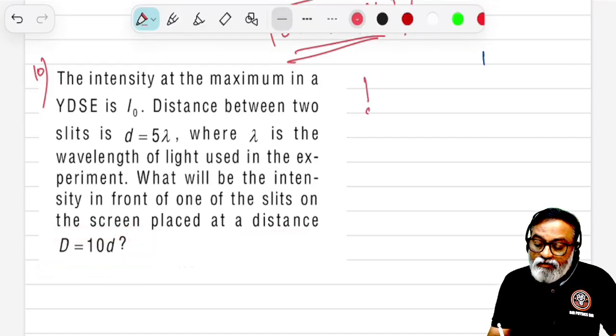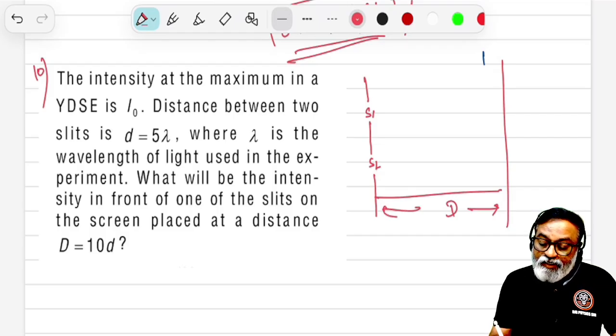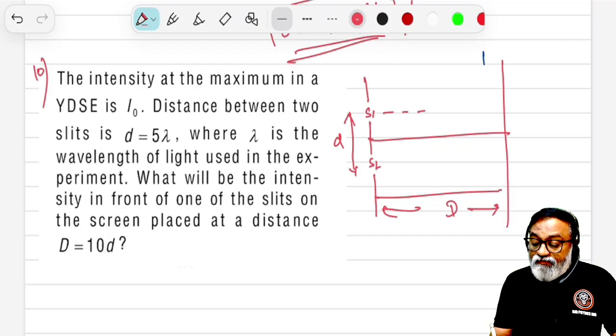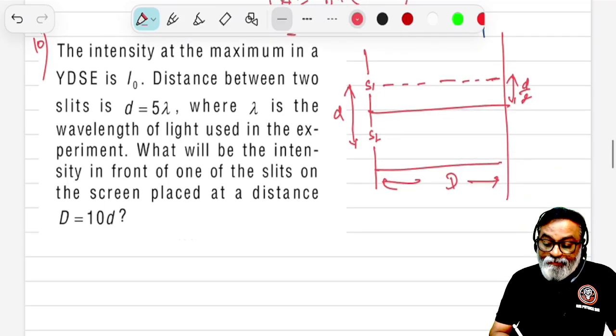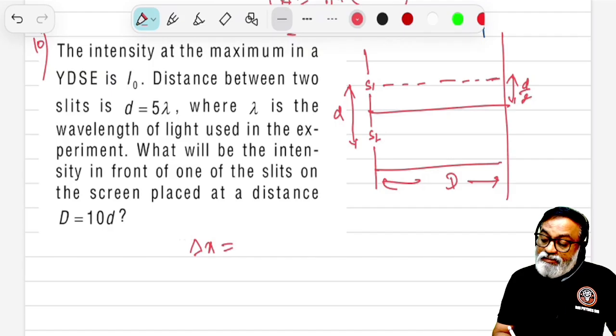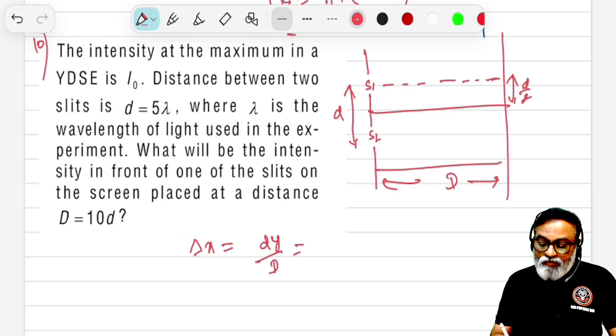So here, this one is S2 and the distance between the slits is d. In front of one of the slits, this distance is nothing but d by 2. Therefore, the path difference delta x is equal to dy by D. First, I have to find the path difference, after that the phase difference, and after that I is equal to 4 I naught cos square phi by 2. So here d into y, where y is given as d by 2.